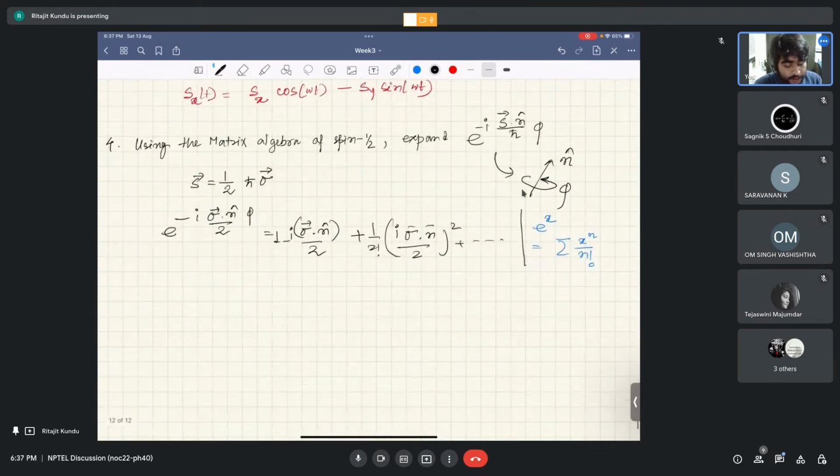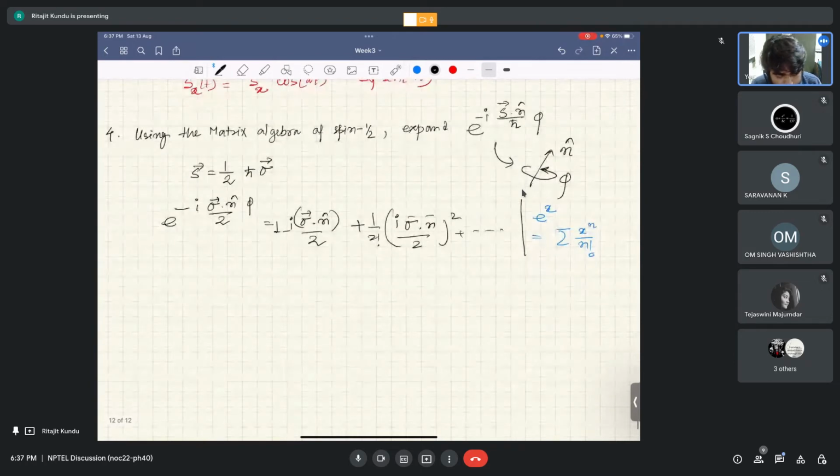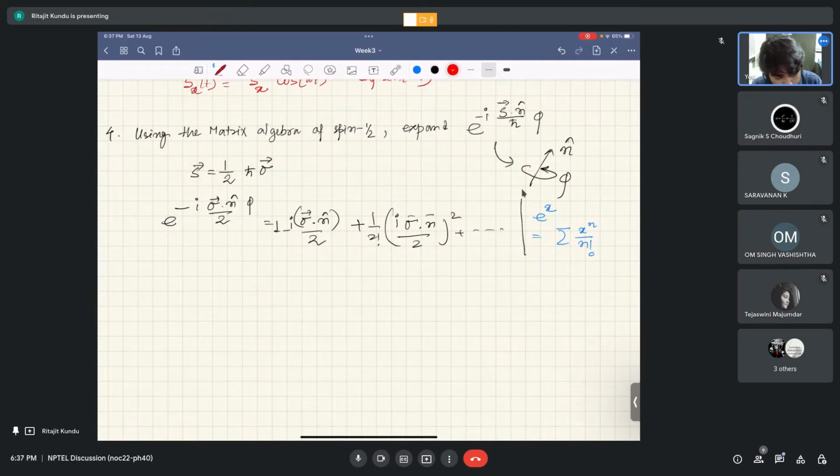Now there is a very nice property of Pauli matrices which you have to use. If you get this kind of combination, sigma dot n to the power n, which you will get in this Taylor series, this will become 1 if n is even.